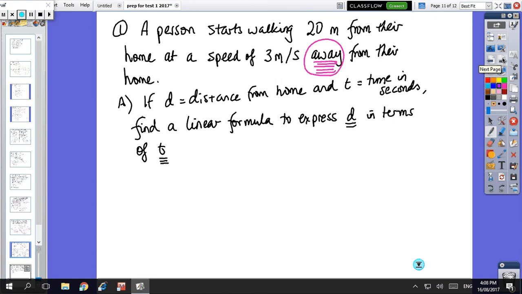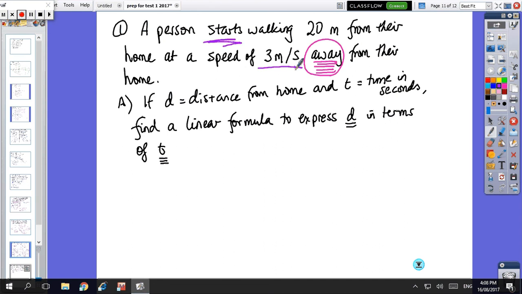Okay, two pages to go. A person starts walking. They're not at home. They're starting 30 metres away from home, and they're going away from home at 3 metres per second. So the first part is form a formula to express the distance in terms of time.